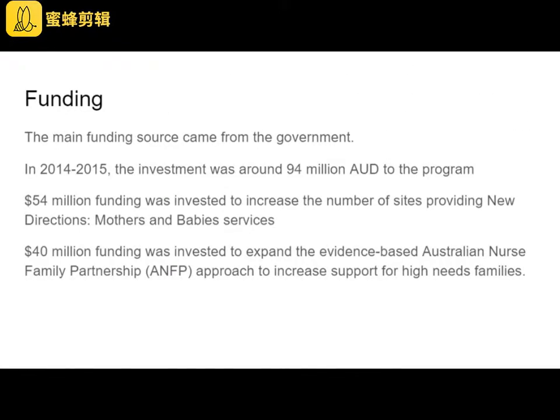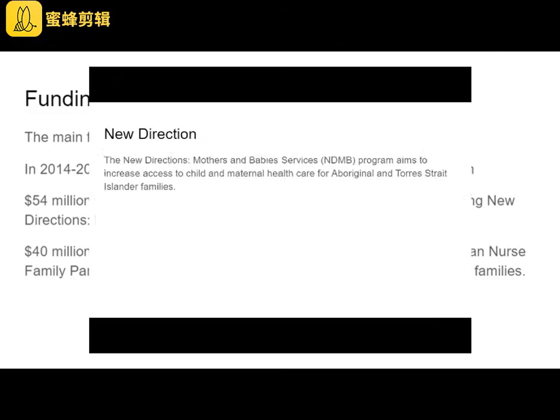The main funding source came from the government. Between 2014 and 2015, the investment in total was around 94 million Australian dollars. There are 2 subsections of this program, New Directions and ANFP. $54 million was invested in New Directions, and $40 million was invested in ANFP.